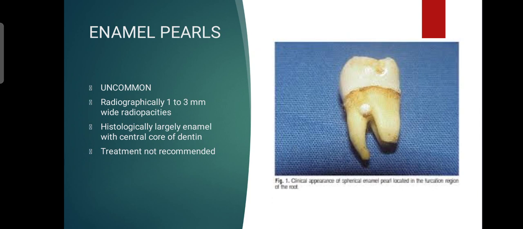Histologically, enamel pearls may be composed largely of enamel, or they may exhibit a little central core of dentine. Treatment is not recommended because if you treat it, it often leads to development of root caries or external resorption, and pulpitis starts to occur, eventually leading to root canal treatment, and it can also lead to loss of the tooth. So they are of no harm. They can be kept as they are.